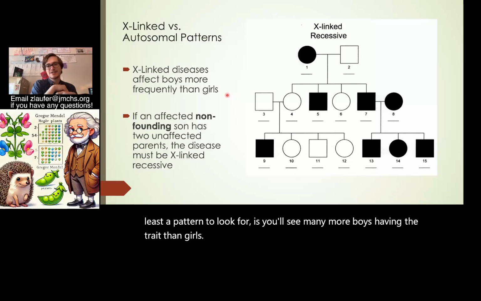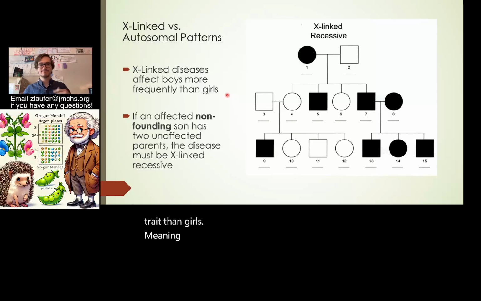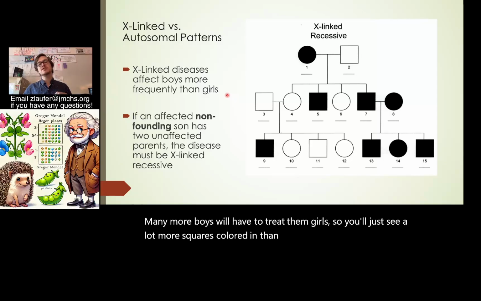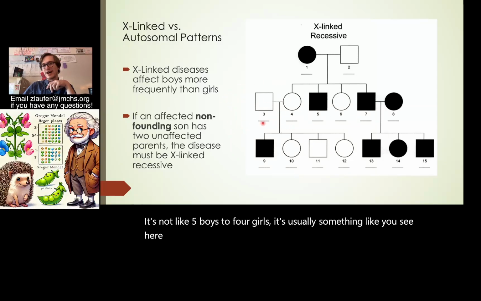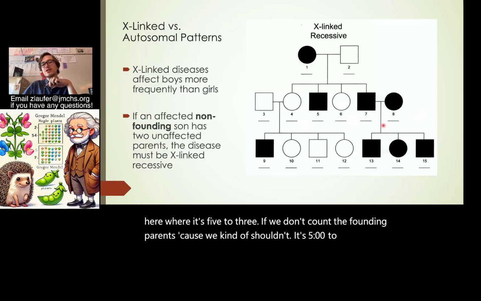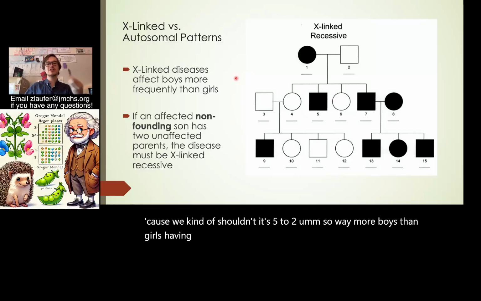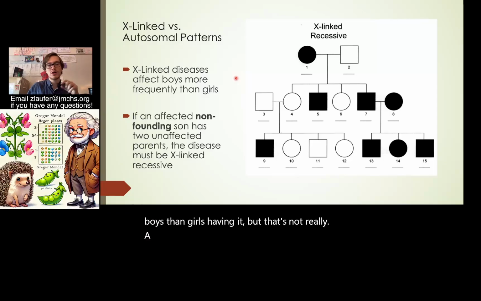Meaning that many more boys will have the trait than girls, so you'll just see a lot more squares colored in than circles. They tend to make this pretty obvious. It's not like 5 boys to 4 girls. It's usually something like you see here, where it's 5 to 3, if we don't count the founding parents, because we kind of shouldn't. It's 5 to 2. So way more boys than girls having it. But that's not really a hard rule to follow.